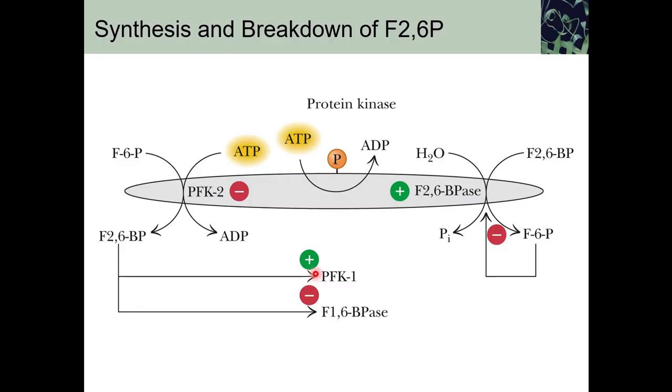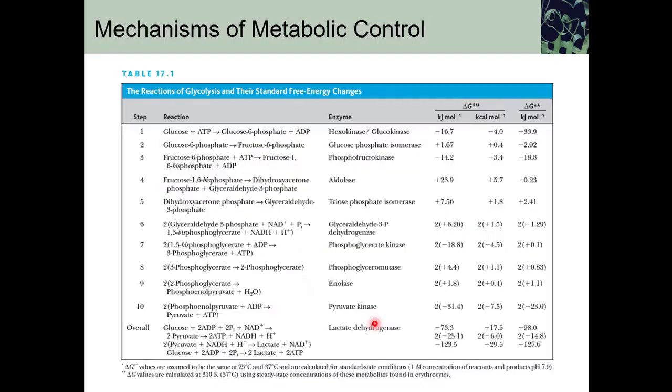It encourages, therefore, glycolysis, while fructose 2,6 bisphosphate inhibits fructose 1,6 bisphosphatase, which means that it inhibits the process of gluconeogenesis, right? Okay. Now, these are the different mechanisms of metabolic control.